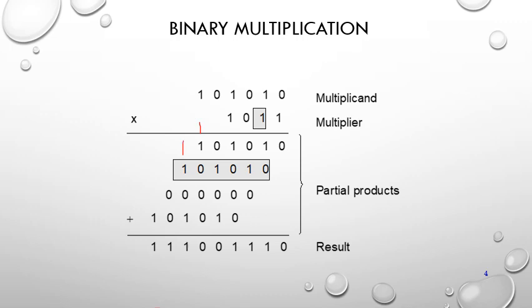Then 1 plus 1 is 10, and 10 plus 1 is 11. So 1 is presented here, and the carry moves to the next position. Then 1 plus 0 is 1, 1 plus 0 is 1, so 1 is presented. After that, here also 1 is presented. This is the final result of the multiplication. The normal binary multiplication is followed here.